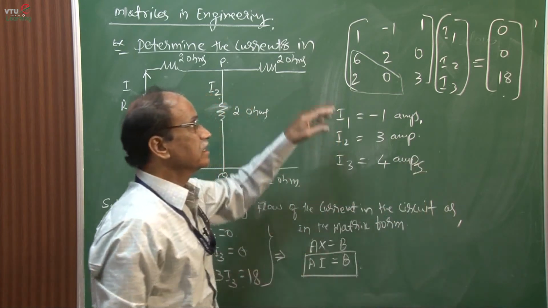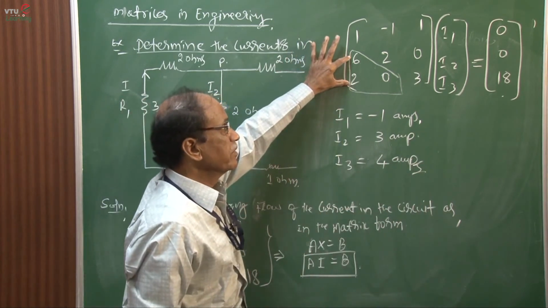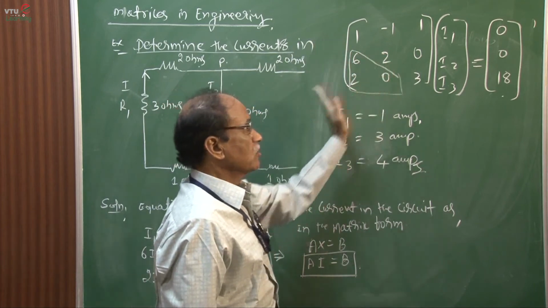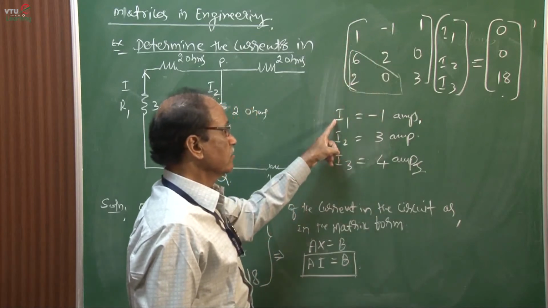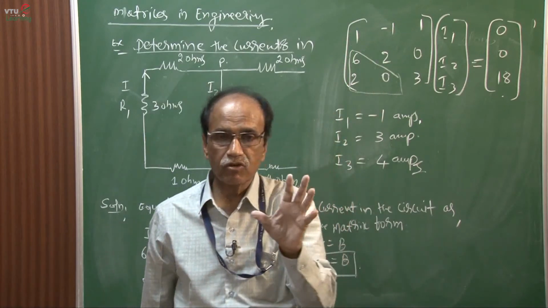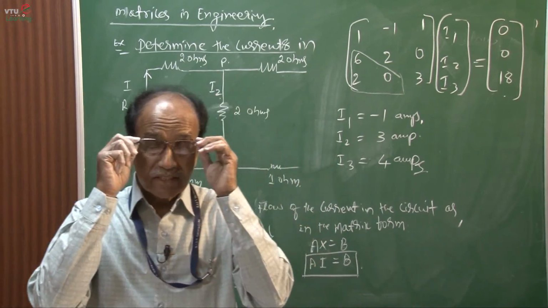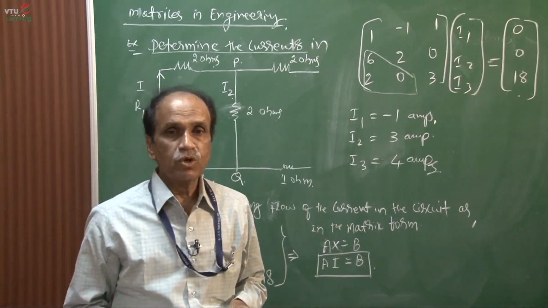How will you get this? These two elements are to be converted to 0, and this is to be converted to 0. Then solve the equations by back substitution. You will get I1, I2, I3 as the flow of the currents. Therefore, the three current values you can estimate using the elementary row operation technique.